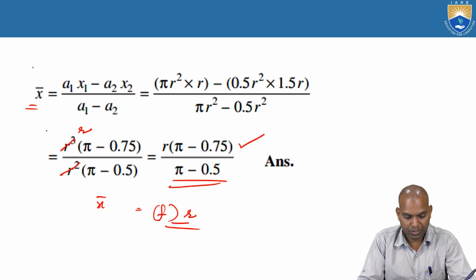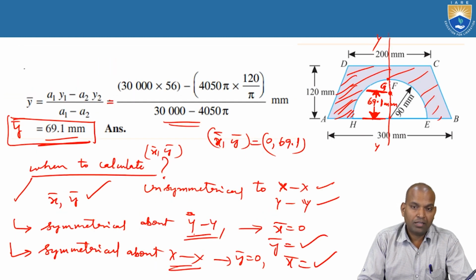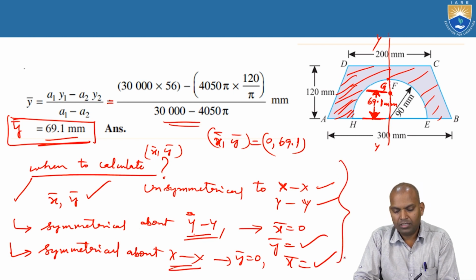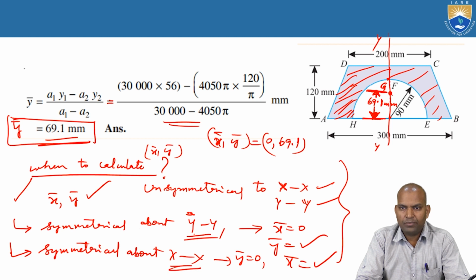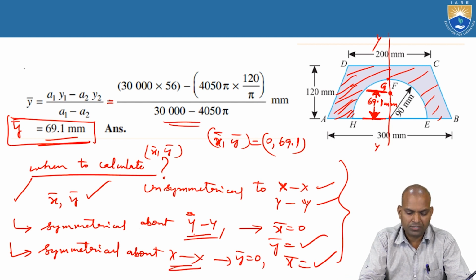And one more very important principle you have learned: when to calculate bar x and bar y. When the section is unsymmetrical about both axes, then you have to calculate bar x and bar y. When the section is symmetrical about the y axis, then we have to find out bar y only. If it is symmetrical about the horizontal axis x, we have to calculate bar x, that is the vertical distance. Horizontal distance comes from the vertical axis.